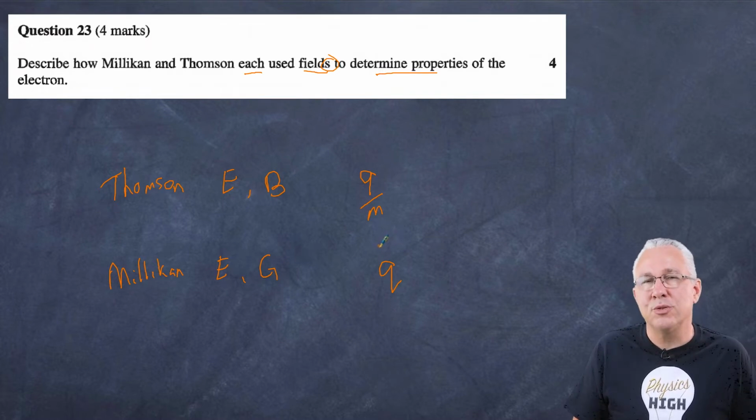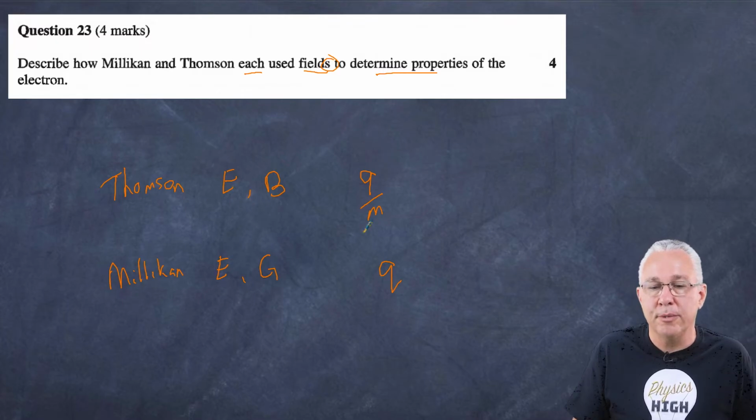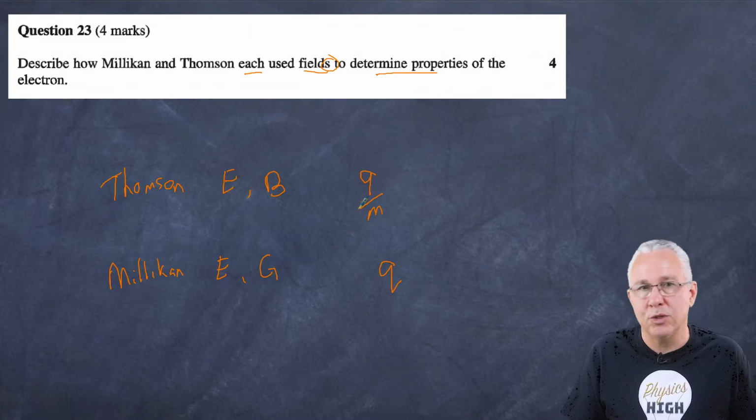So in other words, he was able to determine the charge of the electrons by balancing the fields between the electric field and the gravitational field. So now what we've done is we've determined the properties because they're different, and we've talked about multiple fields that each scientist used. And that's what you will need to do to get full 4 marks.